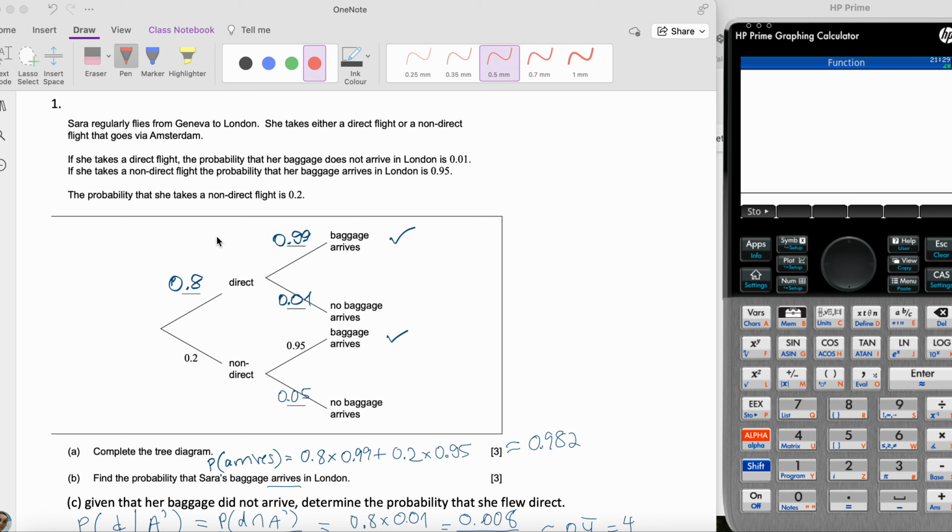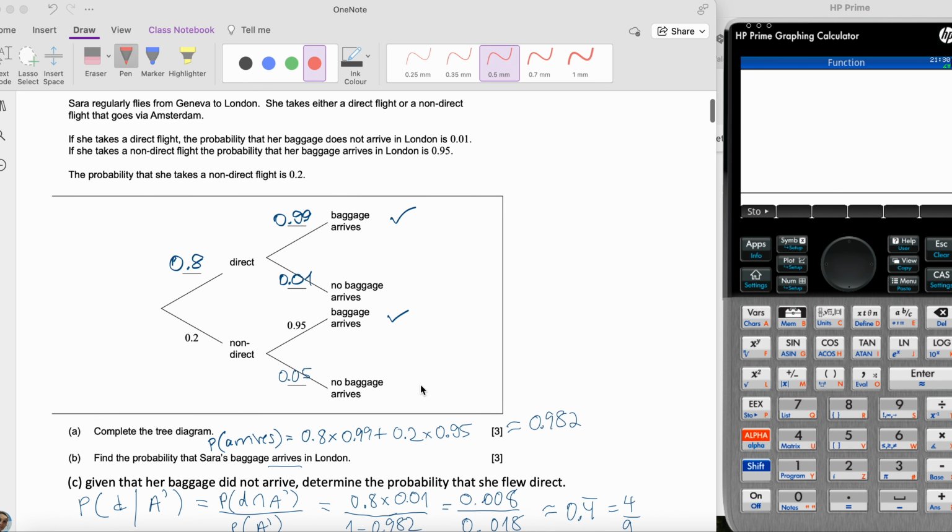But here, so we have flights. If we're filling this out, if this is 0.2, then this is going to be 0.8. And then the probability that the luggage does not arrive through direct is this. Hence, this is 0.99. Remember, these add up to 1. And then if it's a non-direct, the probability that the baggage doesn't arrive is slightly higher, of course, and then we can fill that in.